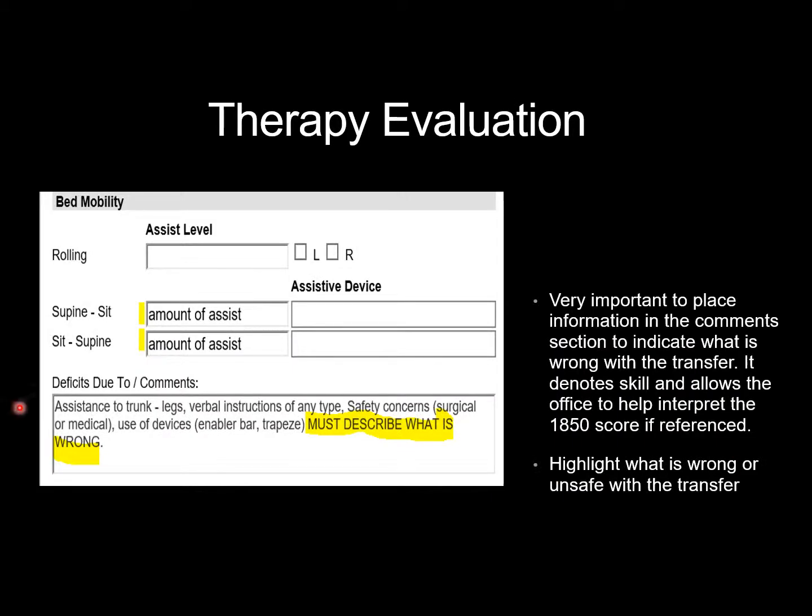So let's take a brief look at the evaluation for therapy, and assistance will be noted in the assist level, and then assist device can be listed there, and if you need more space, you can also go in the comment section below. But that comment section below is one of the most important aspects of making sure we have documentation. It should have information about assistance to the specific parts of the body, verbal instructions of any type, any judgment issues where they're not following surgical or medical precautions. Describe what is going wrong with this transfer that requires services.